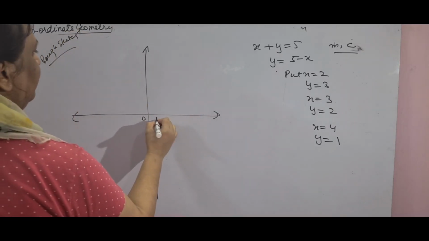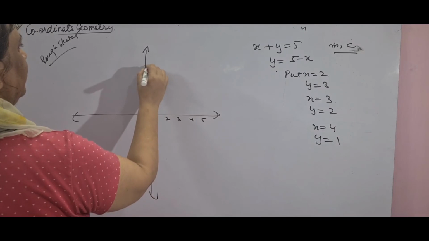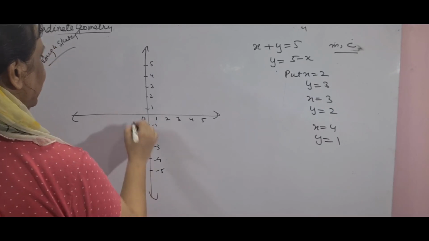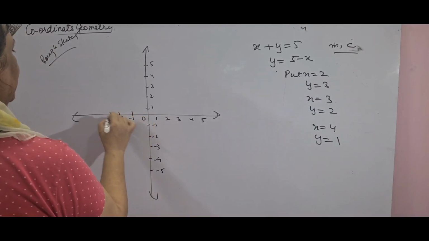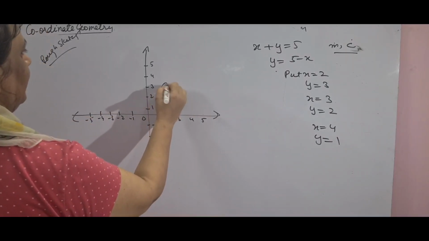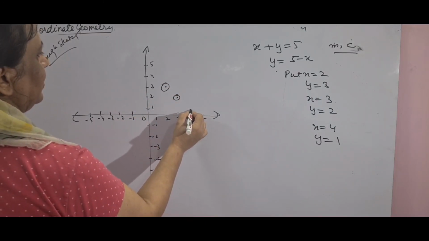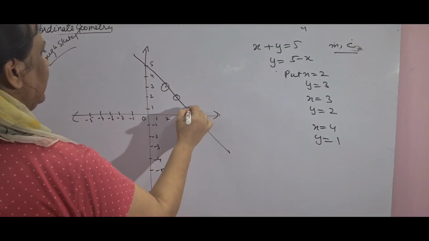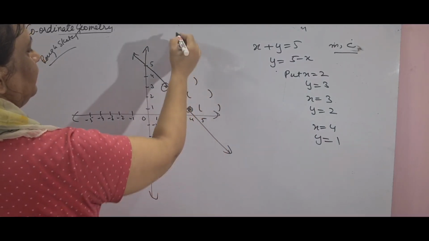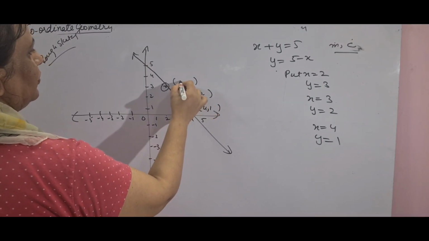0, 1, 2, 3, 4, 5. Minus 1, minus 2, minus 3, minus 4, minus 5 on both axes. So put x 2, y 3, x 3, y 2, and of course x 4, y 1. So I have got a straight line. See, the straight line of the graph. Plot the points and write what you have plotted: 3, 2, and of course this is 2 and 3.